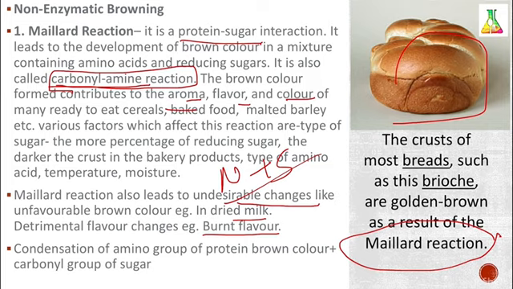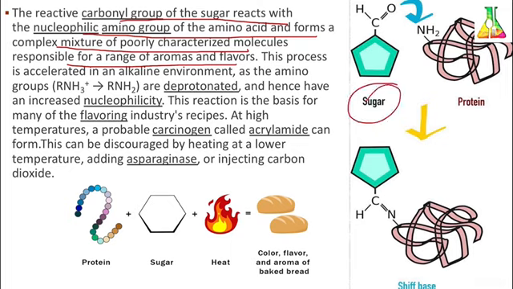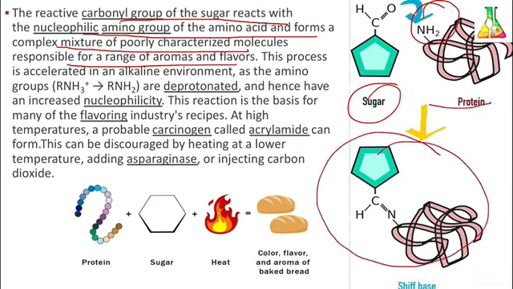Moving to the next one. Here, what I explained earlier is written: the reactive carbonyl group of sugar reacts with the nucleophilic amino group of amino acid and forms a complex mixture of poorly characterized molecules responsible for a range of aromas and flavors. In this image you can see the carbonyl group of sugar and the nucleophilic amino group of protein reacting to form a complex of sugar and amino group, and there is a colorless intermediate.